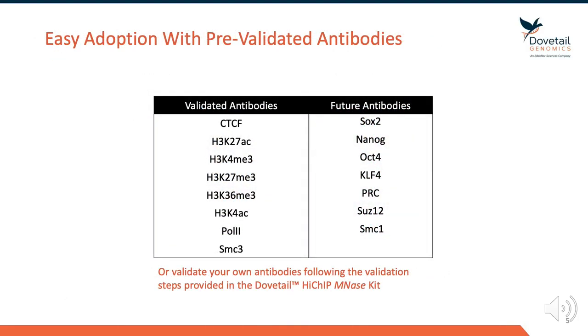And so to end, I'd like to show the current suite of validated antibodies that we have in the left column. And on the right, these are antibodies that we're working to validate. And again, if you don't see the antibody that you're interested in using, that's fine. We have a protocol that will allow you to validate your antibody of choice within the Dovetail HiChIP kit.